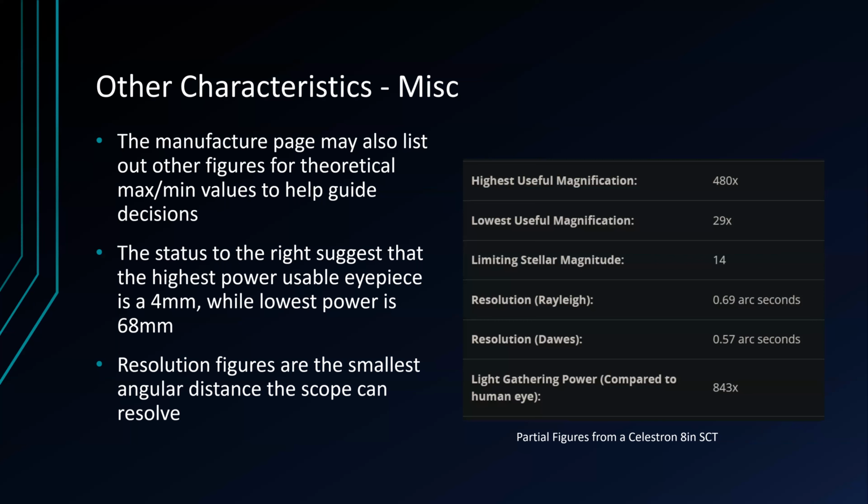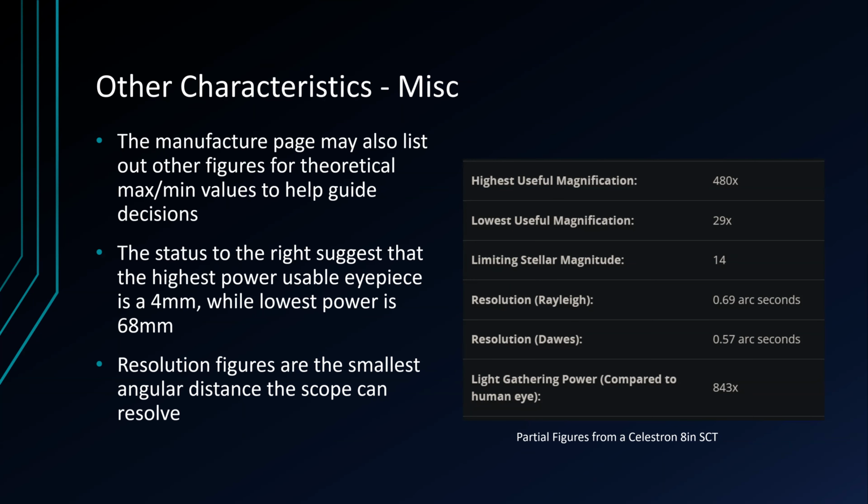Here is an example I pulled from Celestron's website, from an 8-inch Schmidt-Cassegrain, showing some of the specs I think are important to know about. Not all of them, because it would be far too much for this slide. Some that are important for us are the limiting stellar magnitude, the resolution, the light gathering power, and the highest useful magnification. Starting with the limiting stellar magnitude of 14: this essentially says that under absolutely perfect skies, in optimal conditions, at a really dark site, with dark adapted eyes, in a perfect hypothetical scenario, the faintest object you can reasonably make out with this telescope will be of apparent magnitude 14.